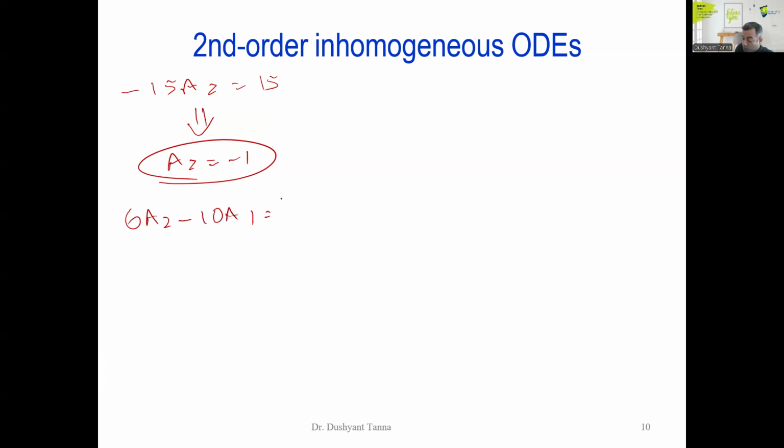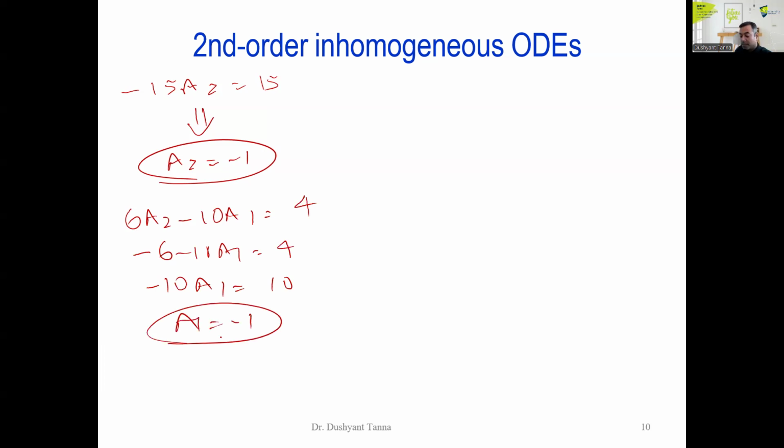That was equivalent to 4. 6a2, so minus 6 minus 10a1 is 4. So minus 10a1 is 10. a1 is minus 1. Wow, that's also minus 1.